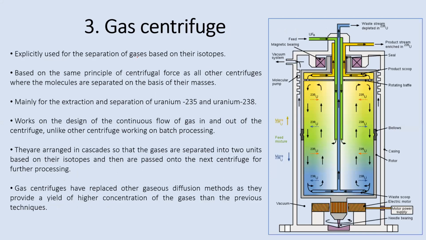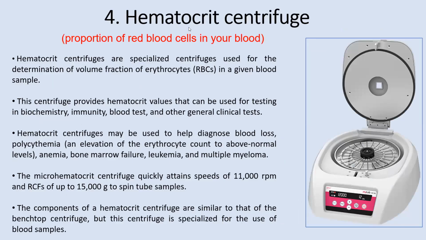It is explicitly used to separate the gases based on their isotope. So this is probably something which is used in nuclear, not in biological laboratories, more like chemical laboratories, more like places where they're working on molecules, atoms, and which are heavy metals, they are not light metals. So mostly there, basically, you're going to use it to separate the gases. Then there is hematocrit.